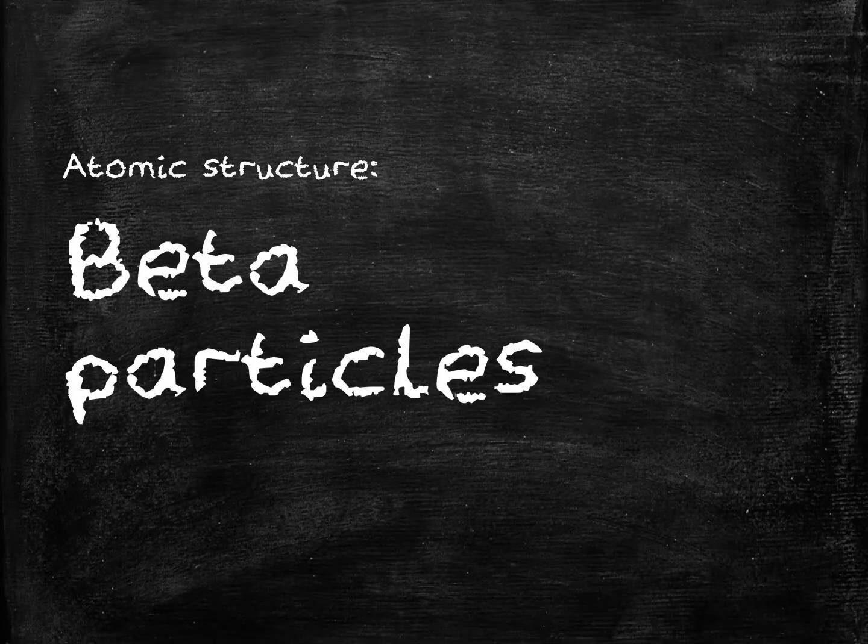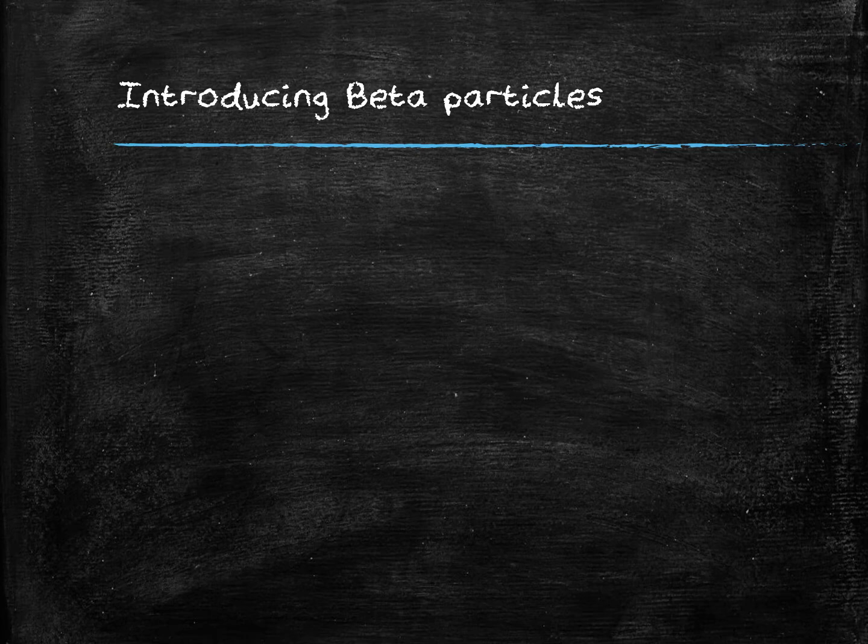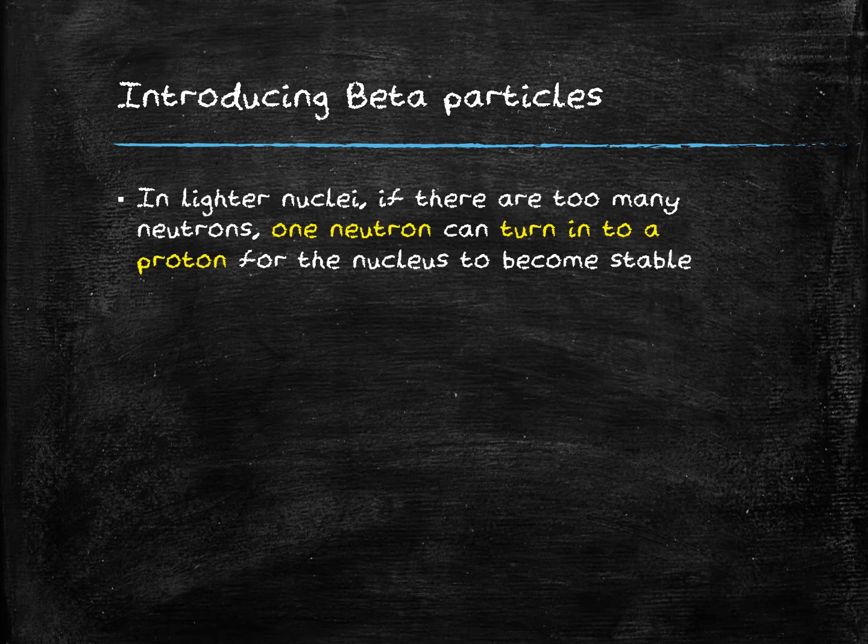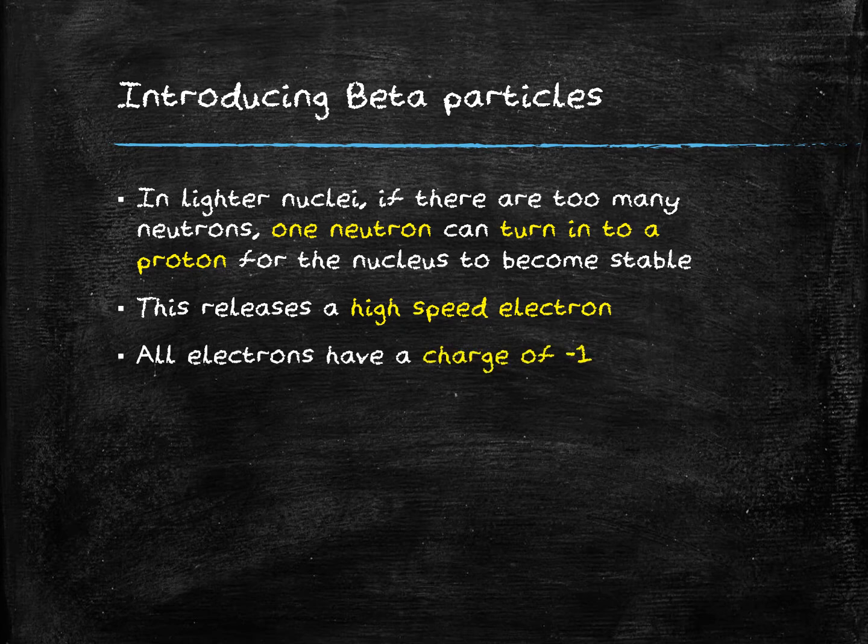Time to talk about the second type of ionizing radiation, the beta particle. The beta particle is a little bit more complicated to explain because in the case of lighter nuclei, when there are too many neutrons, one neutron can turn into a proton inside the nucleus in order for it to become stable. In the process of doing that, it releases a high-speed electron, and that high-speed electron is the beta particle.